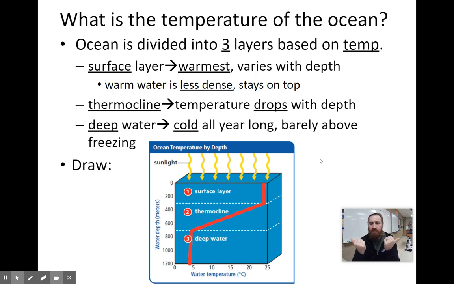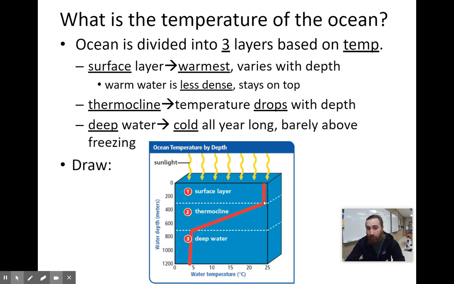Now, realize that the reason that it is warmer is because the sun is penetrating that layer of the water. The closer you are to the sun, probably the warmer you're going to be. That should make sense. Now, there's also a layer called the thermocline, where the temperature is going to drop with depth. If you look at this over here, it says about the first 200 meters of the ocean, guys, is roughly the same temperature.